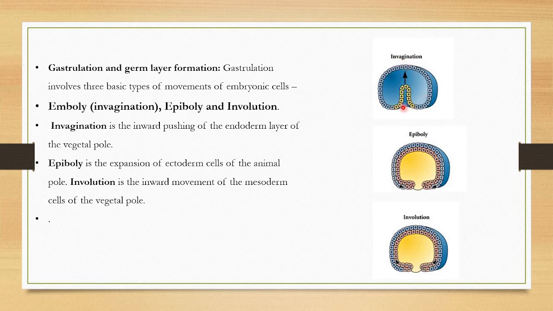വെജിറ്റൽ പോൾ ഉള്ളിലേക്കുള്ള മൂവ്മെൻറ്റിനെയാണ് ഇൻവാജിനേഷൻ എന്ന് പറയുക. ഉള്ളിലേക്ക് കൊഴിഞ്ഞു പോകുന്ന അവസ്ഥ, that is called invagination. The second process is epiboly, the expansion of the ectoderm cells of the animal pole. You can see the arrow mark here. This is the expansion of the ectoderm cells from the animal pole.